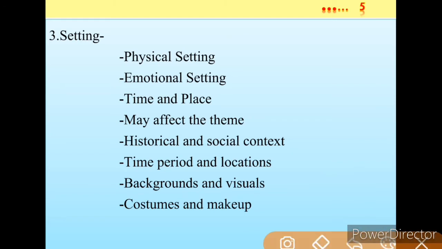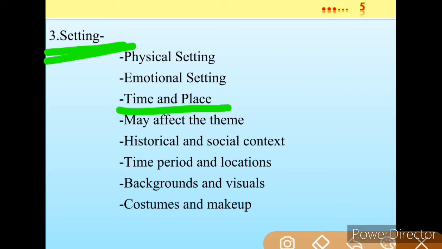Then, we are moving towards the third element, which is called setting. The author may choose to state the setting clearly or leave it to the reader to infer from textual clues. This element refers to the place and time of the story. When evaluating the setting, look for where the action takes place. In addition, the historical period may be important.